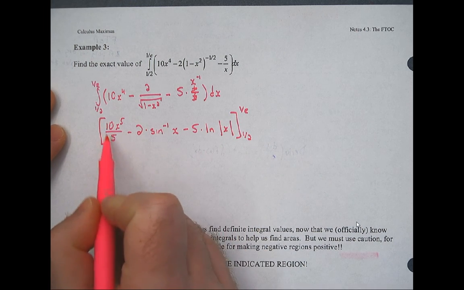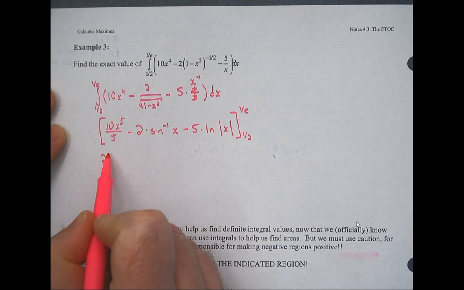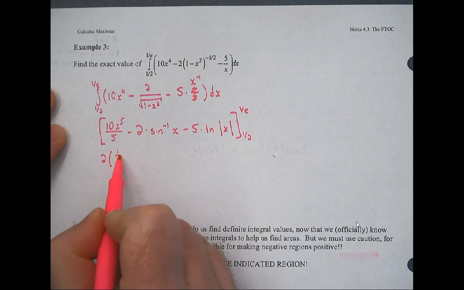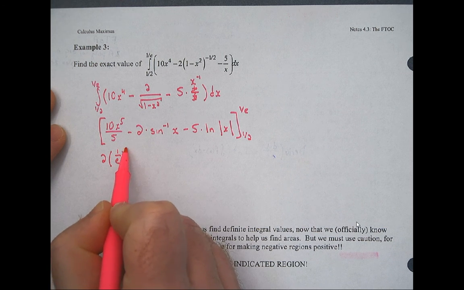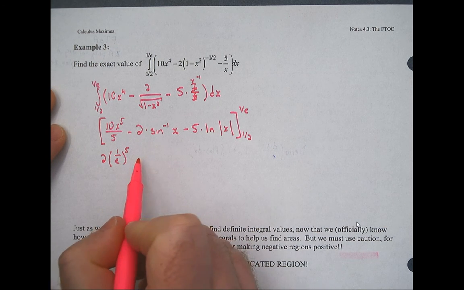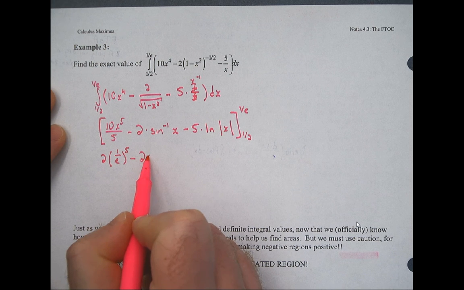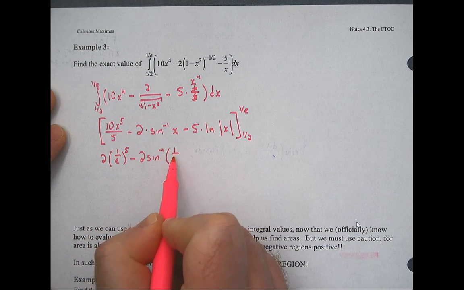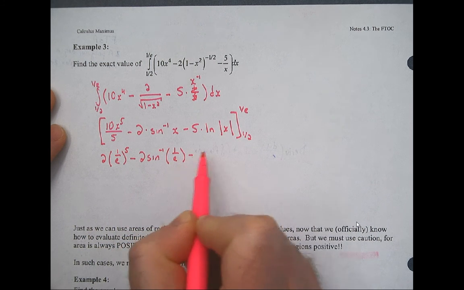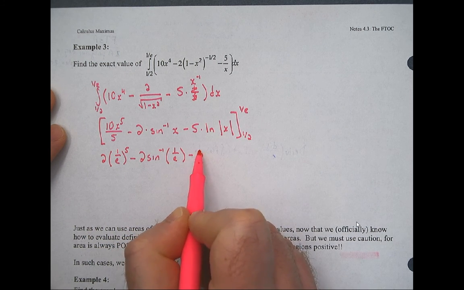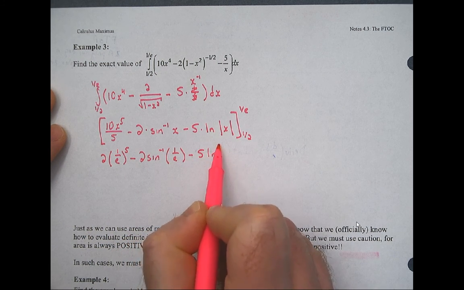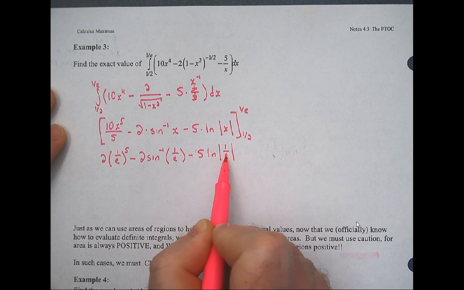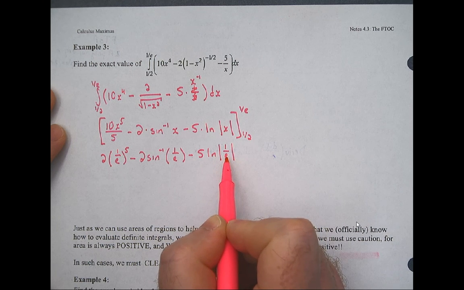So now I can clean this up. 10 over 5 is 2 times, I guess we'll just write it as 1 over e to the fifth for now. I know I'm going to do some cleaning up there, but that's all right. Minus 2 sine inverse of 1 over e. Minus 5 natural log of absolute 1 over e. Later on, I could get rid of those right now if we wanted to.